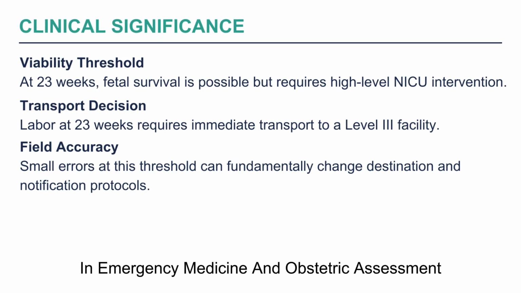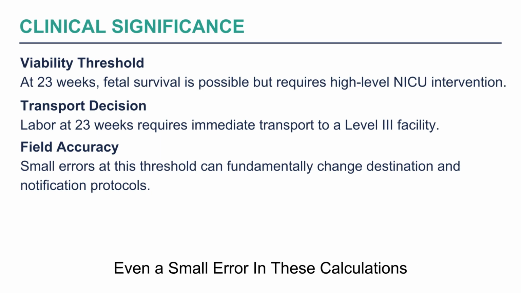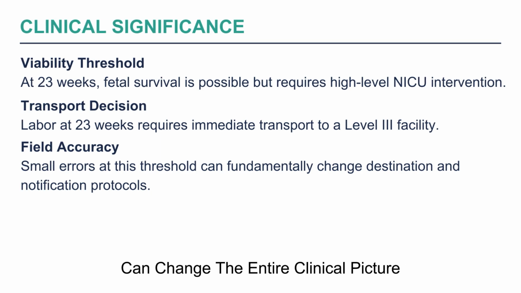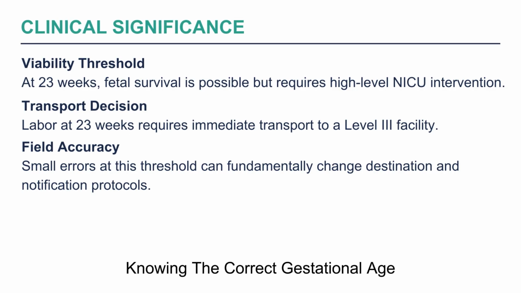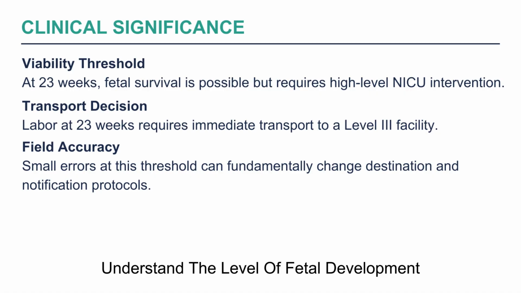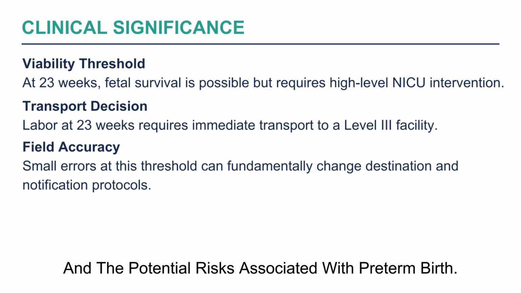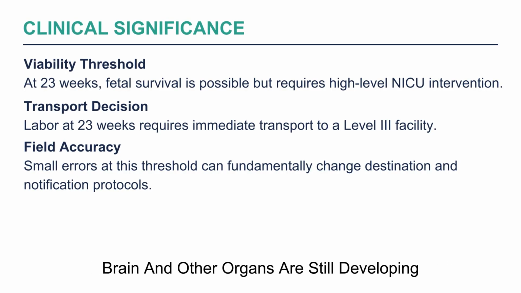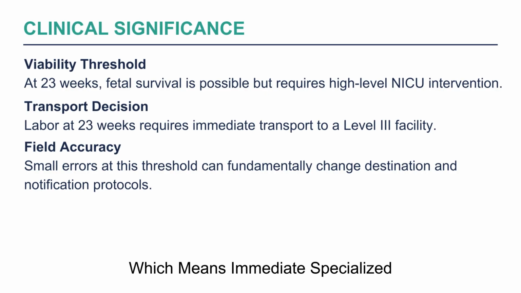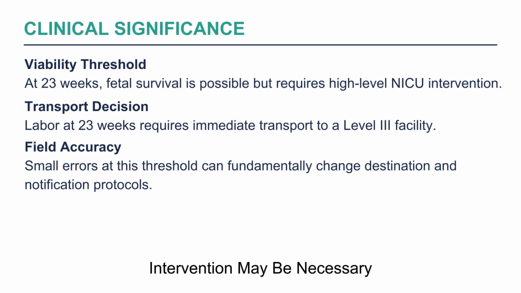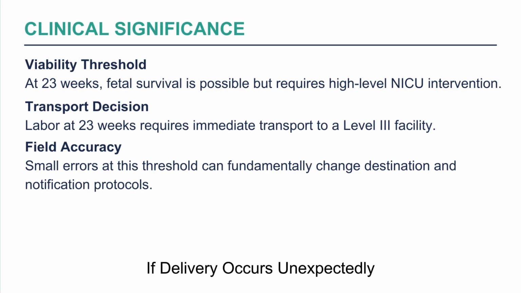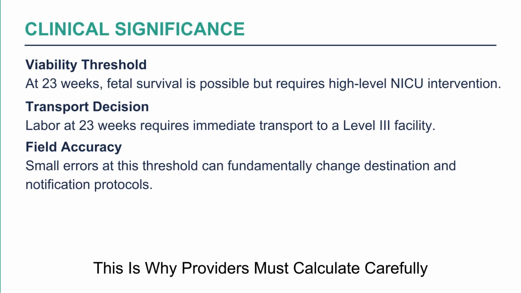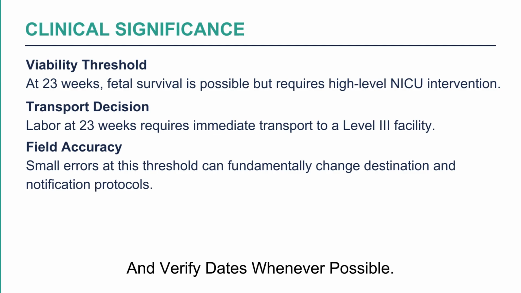In emergency medicine and obstetric assessment, even a small error in these calculations can change the entire clinical picture. Knowing the correct gestational age helps healthcare providers understand the level of fetal development and the potential risks associated with preterm birth. At 23 weeks, the lungs, brain, and other organs are still developing, which means immediate specialized intervention may be necessary if delivery occurs unexpectedly. This is why providers must calculate carefully and verify dates whenever possible.